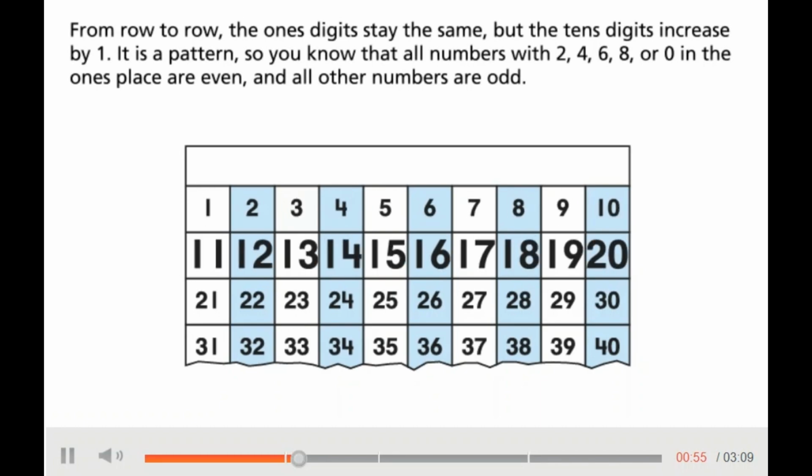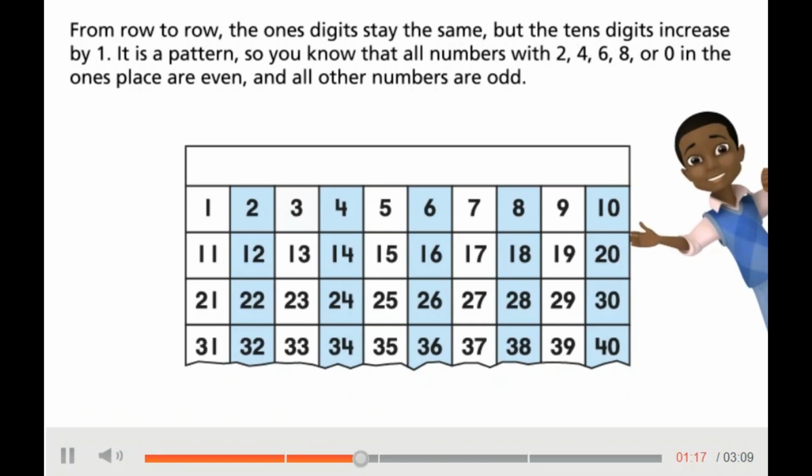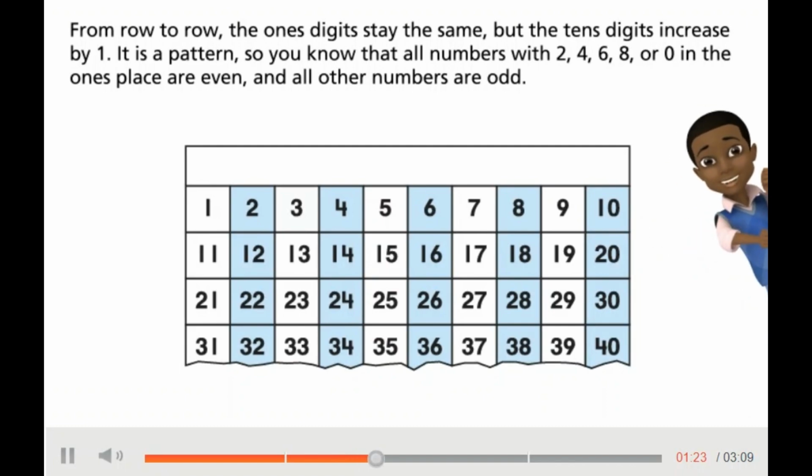From row to row, the ones digits stay the same, but the tens digits increase by 1. It is a pattern, so you know that all numbers with 2, 4, 6, 8, or 0 in the ones place are even, and all other numbers are odd. Even numbers have 0, 2, 4, 6, or 8 in the ones place.